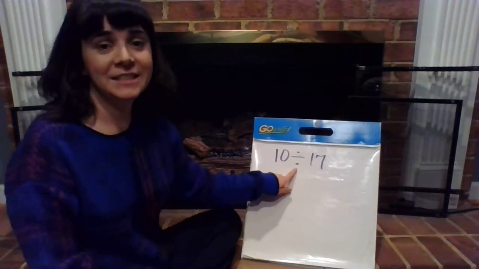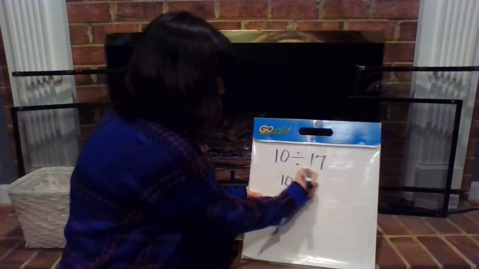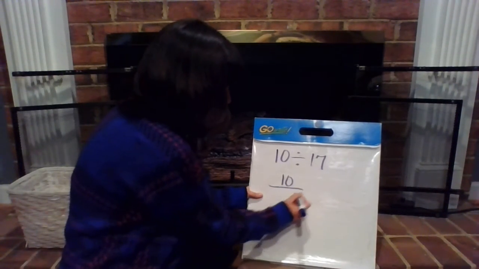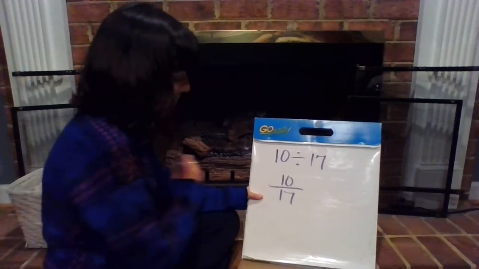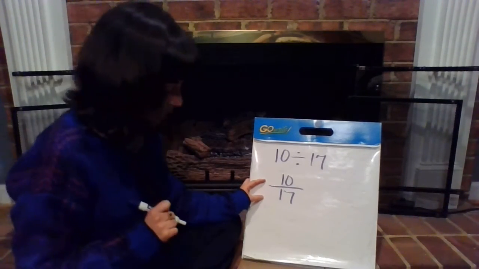But this division is the same thing as a fraction bar. So all I have to do is 10 divided by 17, or 10/17, which was answer choice B, I believe.